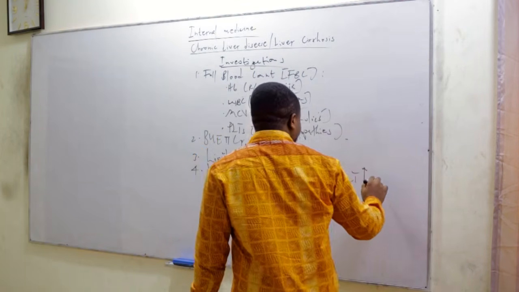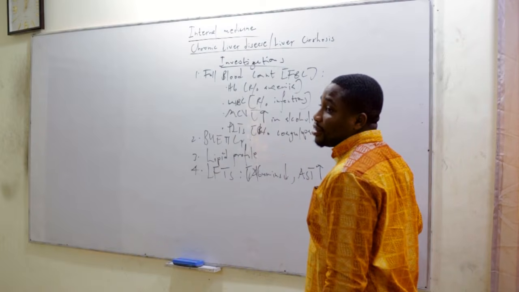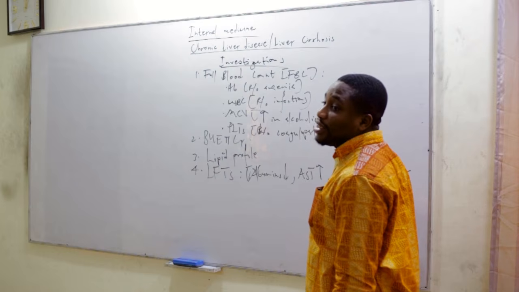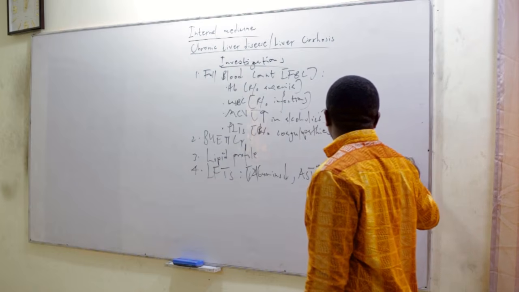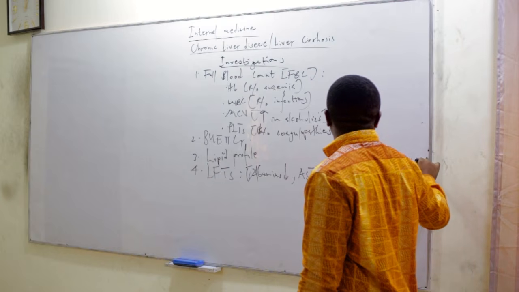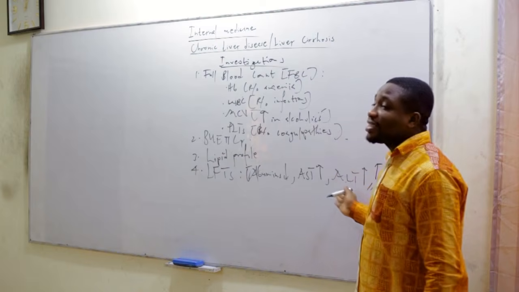What happened to GGT? It is increased in alcoholics. Are you getting that? GGT will be increasing in what? Alcoholics. What happened to alkaline phosphatase? It can also be increasing. Okay? But these are the ones that we look at.